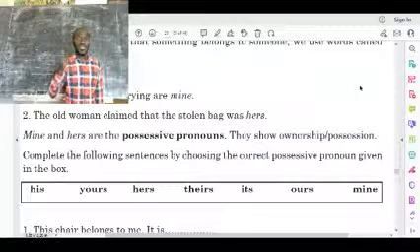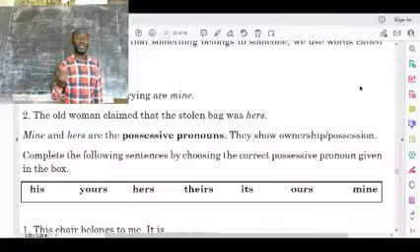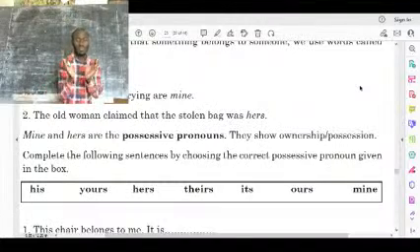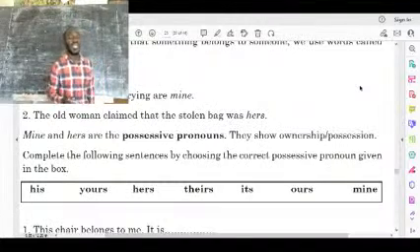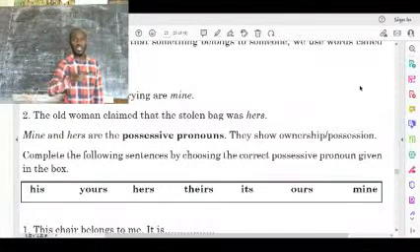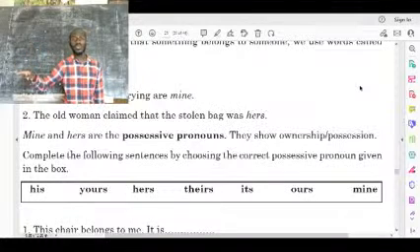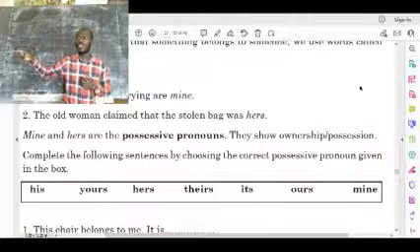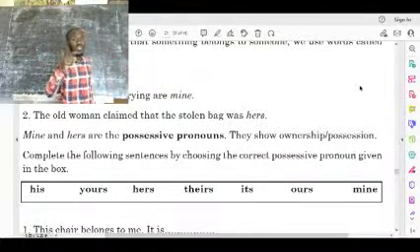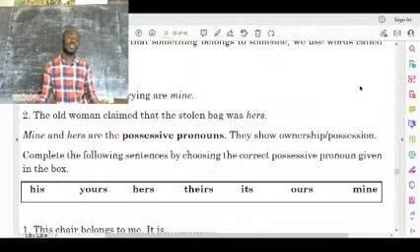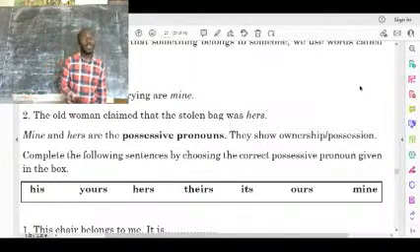Then we have yours. Yours, this is a possessive pronoun that we use when we are referring to the second person, that is you. So if you have something, or if something belongs to you, for instance a house, I can say that house is yours. You get that? That house is yours. So it is not mine, it is not his, it is not hers, but it is yours. So I'm trying to say that house belongs to you. So you have the ownership of the house.